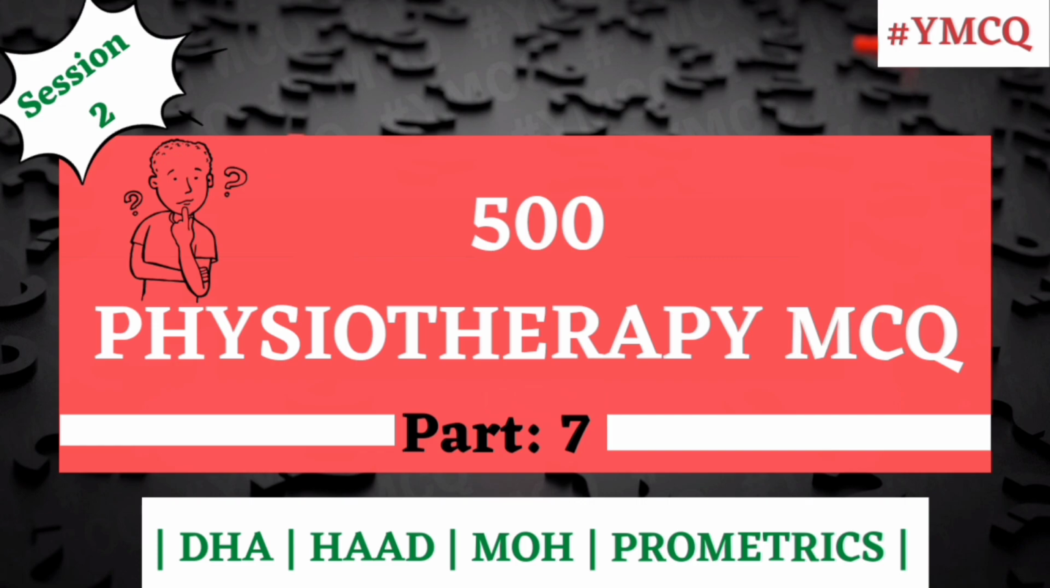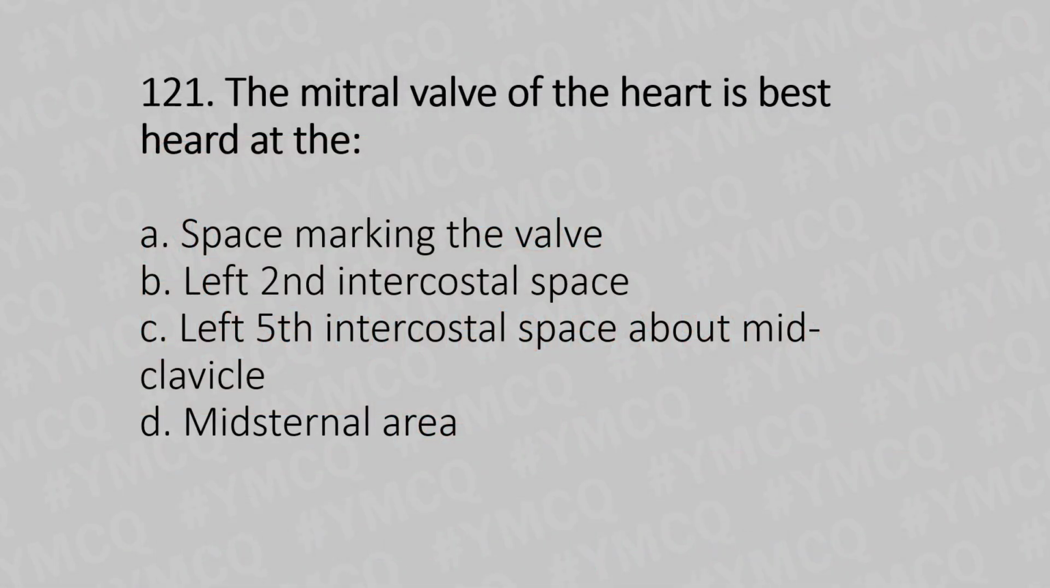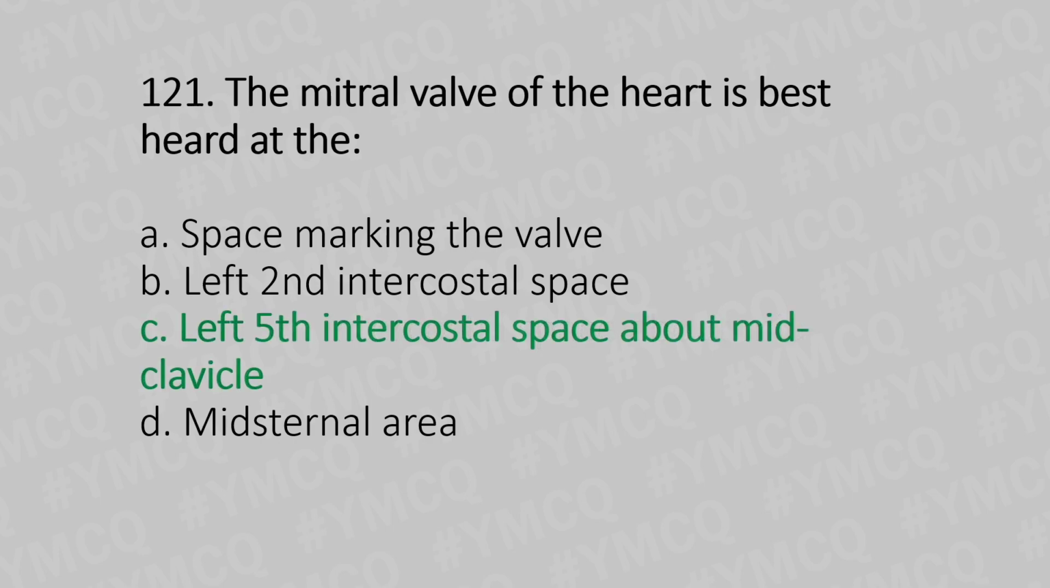Now let's move to question number 121. The mitral valve of the heart is best heard at: option A, space marking the valve. Option B, left second intercostal space. Option C, left fifth intercostal space about mid-clavicle. Option D, mid-sternal area. And the answer is option C, left fifth intercostal space about mid-clavicle.